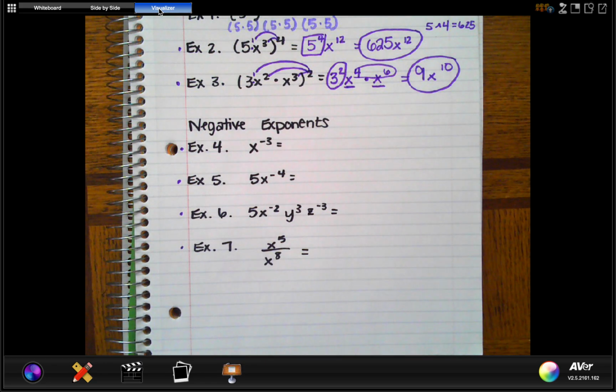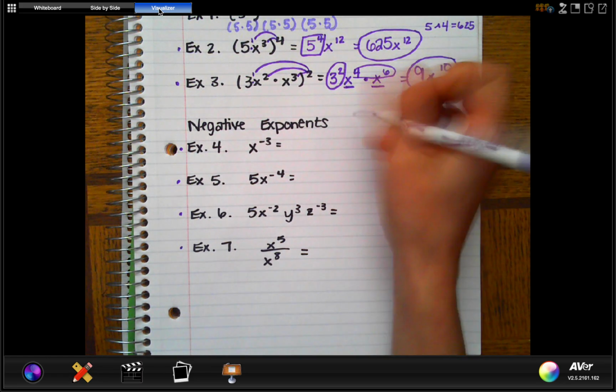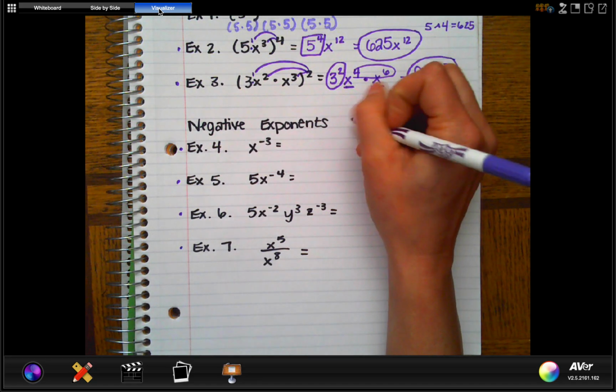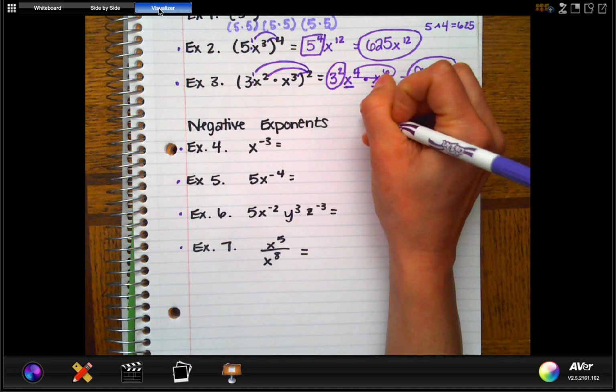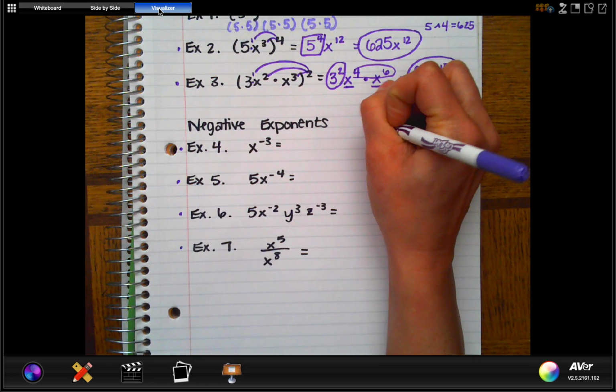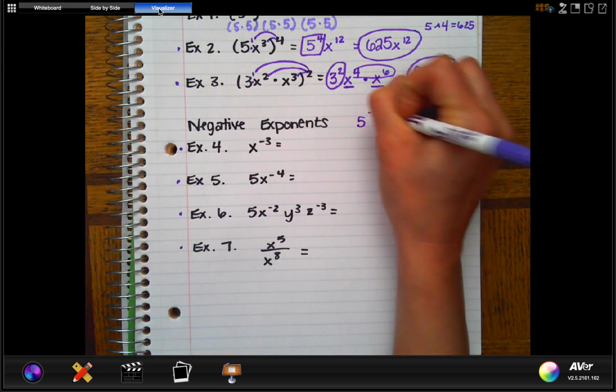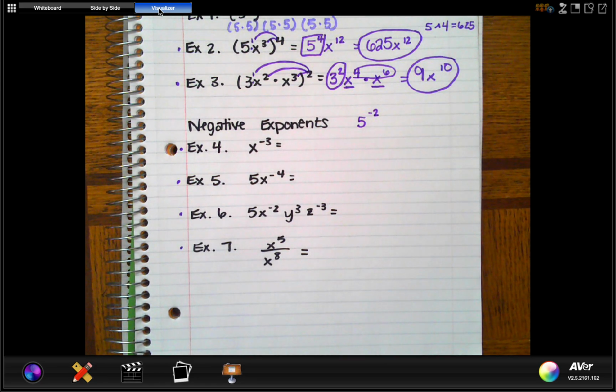So if you have a negative exponent, all that means is that you're really dealing with a fraction. And so I want to do a little sidebar here. So let's do a little example on this side. I should have done a number one to show you. So if I actually had 5 to the negative 2 power, that is not going to be a negative number.